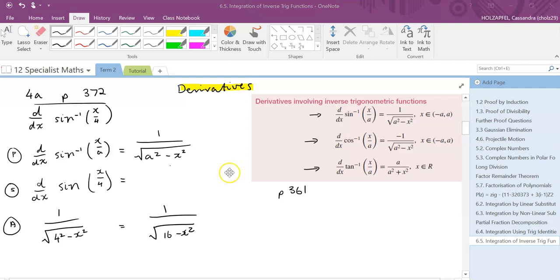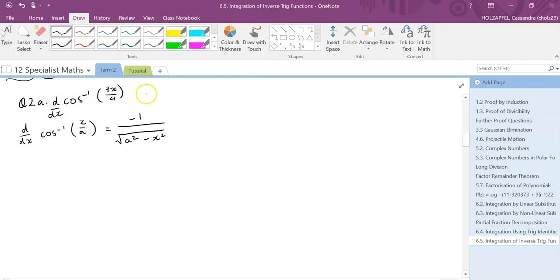Let's do another example. Okay, so this is question 2a, and this is on page 372. Again, I've just written the appropriate formula from those inverse trig functions from before. Now we've got a slightly different value for a here. Previously when we had x over a, we could rewrite this as 1 over a times x, couldn't we? And then when we substituted in this value, we found the reciprocal of that.